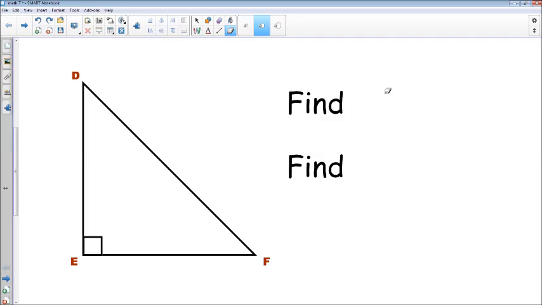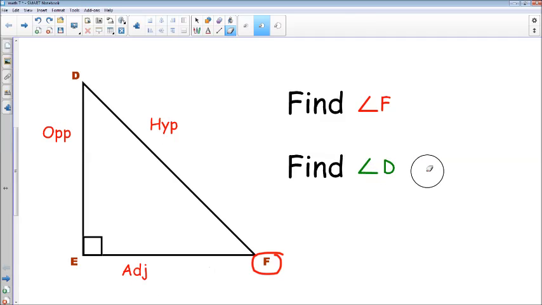So if I were to say find opposite, adjacent, and hypotenuse for angle F, this is what it would look like. The opposite of angle F would be DE because that's the opposite side. And the hypotenuse would obviously be the longest side, which is D to F. And adjacent would be the last one, which is E to F.